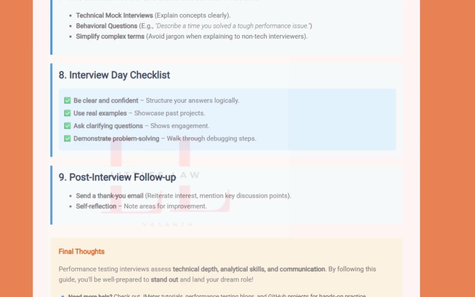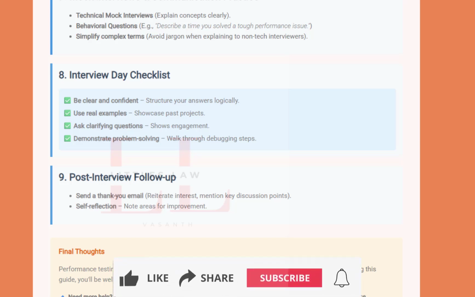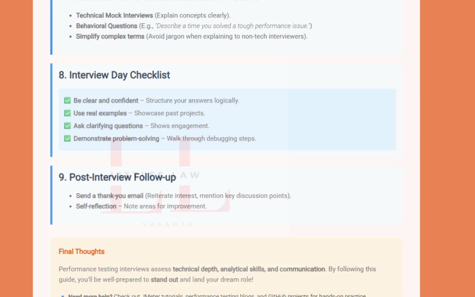Self-reflection, finally. Take a moment after the interview for self-reflection. Note areas where you excelled, such as where you clearly explained technical concepts, or where you shared impactful project stories. Also note where you identified improvement points, for example, questions that made you pause, or technical terms you struggled to simplify. Make notes immediately, while the interview is fresh in your mind, so you can prepare even better for future opportunities.